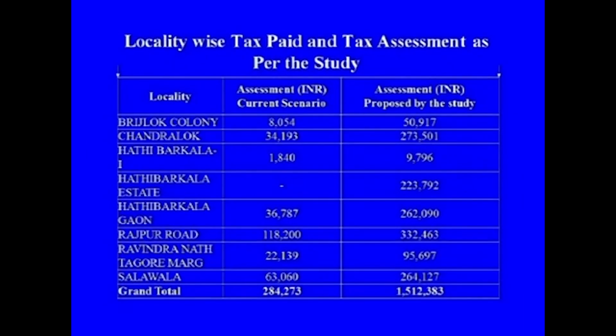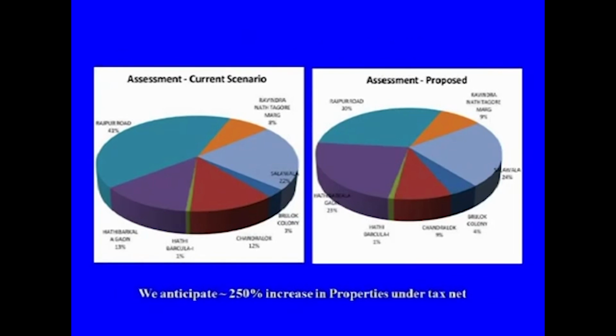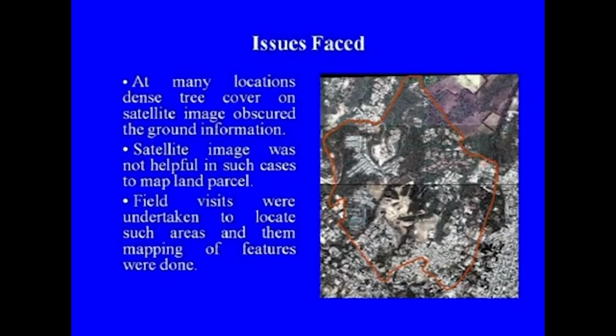Well, in order to carry out this particular survey and preparation of the municipal GIS, there were certain issues which had to be resolved. At many locations, dense tree cover on the satellite image obscured the ground information. Satellite image was not useful in such cases to map the land parcel. Field visits were undertaken to locate such areas and then mapped on the features.